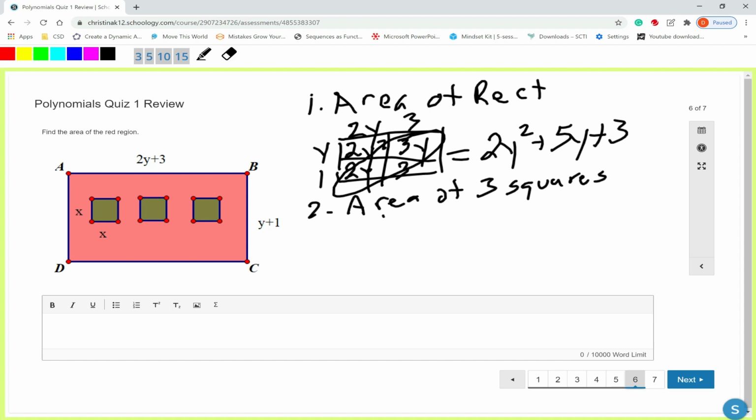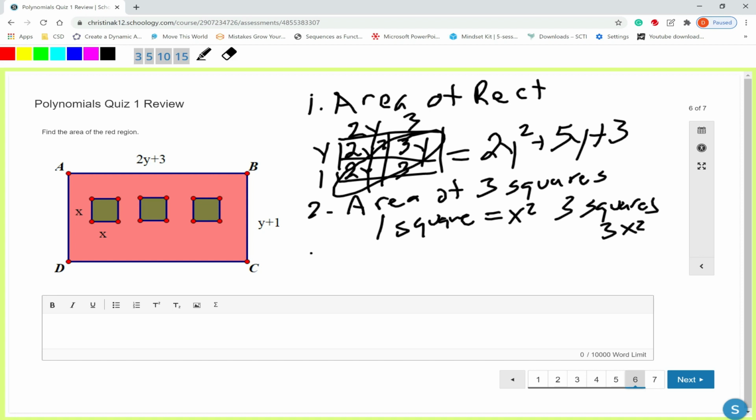Now we have the area of the 3 squares. So area of 1 square is just x by x, so that's going to be x squared. So 3 squares is going to be 3x squared.